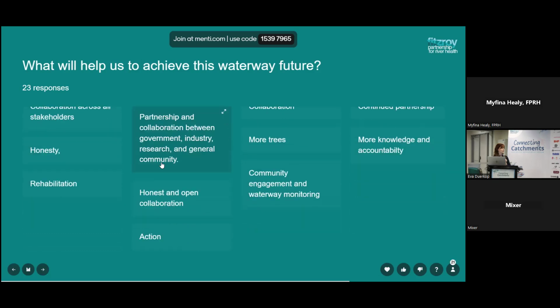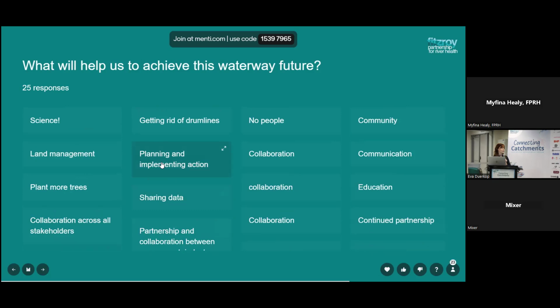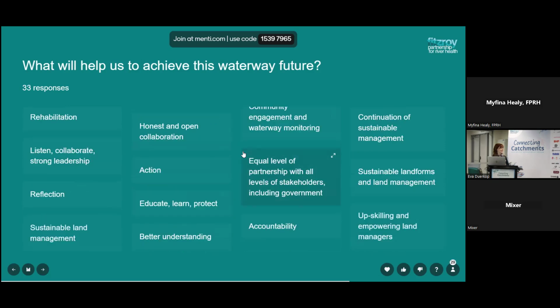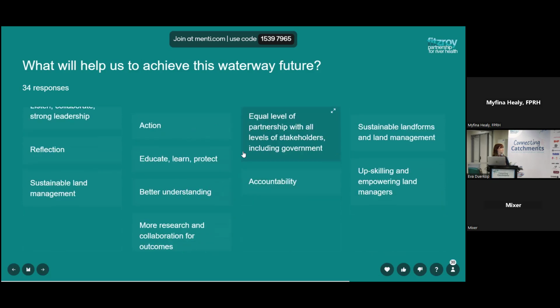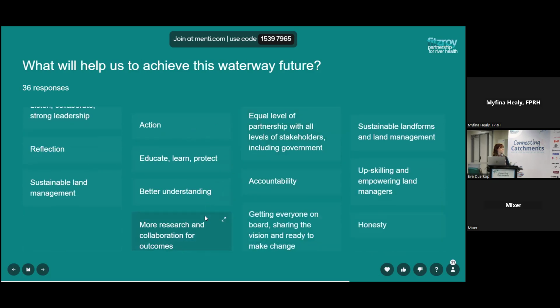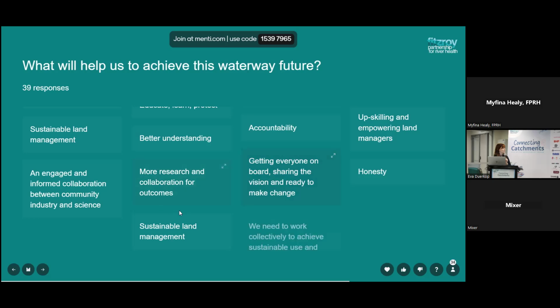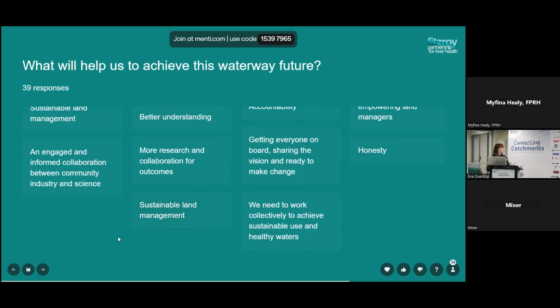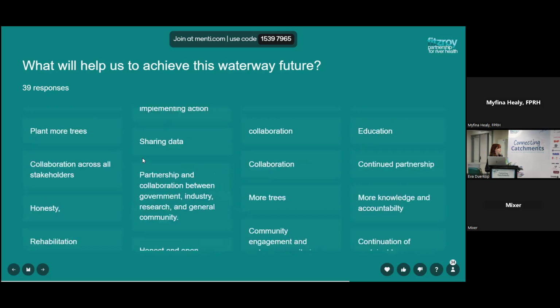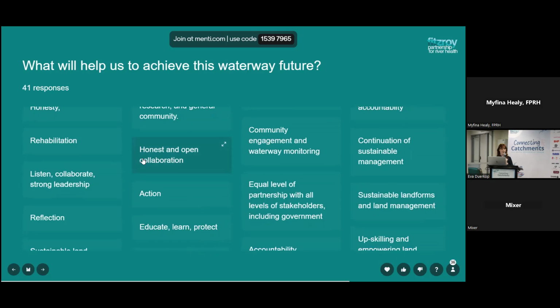Honesty is coming up a couple of times. More trees and collaboration, communication. No people. Unfortunately, I don't know if we're going to achieve that one. But I did say blue sky, didn't I? Reflection. Hopefully through these Mentimeters, we're doing some of that. More honesty. That's interesting to see that coming up so much. Better understanding. These are all really great answers.